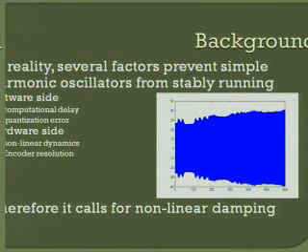In reality, several factors prevent simple harmonic oscillators from running stably, as we can see from this graph. The problems are many. On the software side, there are computational delays and quantization errors that make the calculation of the oscillation not as accurate as expected. And on the hardware side, we have nonlinear dynamics and encoder resolution that either contribute to the quantization error or make the movement of the oscillator itself not so predictable. Therefore, it calls for nonlinear damping.